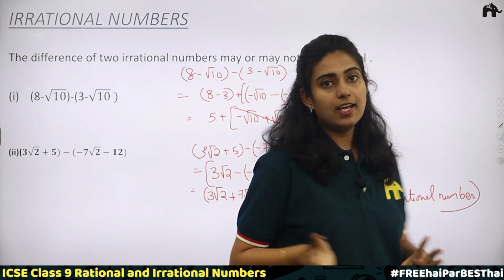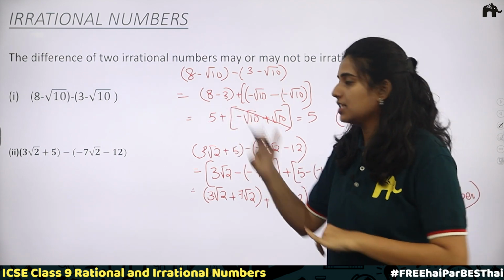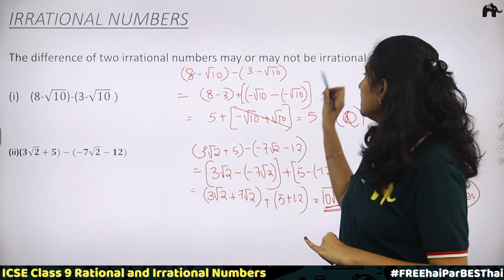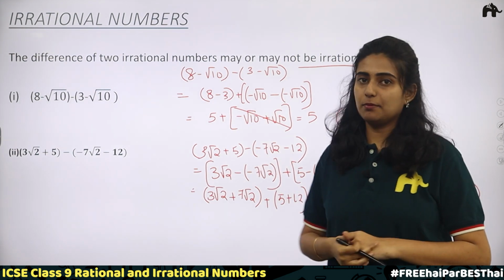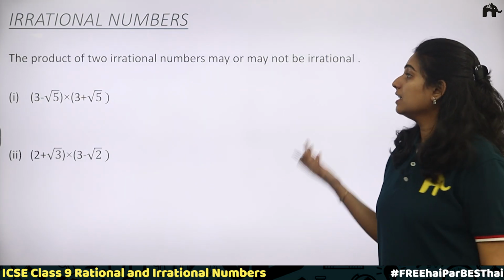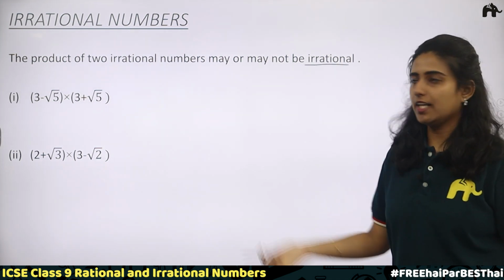Okay, so we got that when two irrational numbers are taken and the difference of it is found, you will be either getting a rational number or an irrational number. It can be a rational number or it can be an irrational number. Next, the product of two irrational numbers may or may not be rational. Again, we'll take an example.